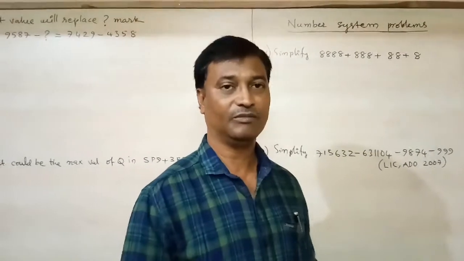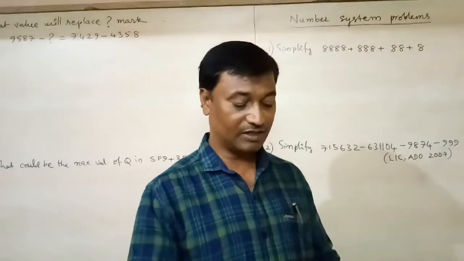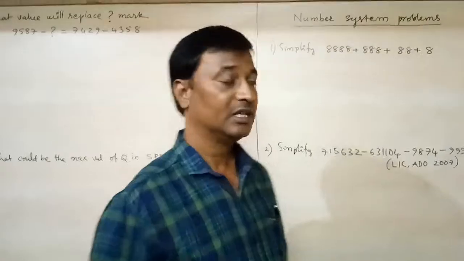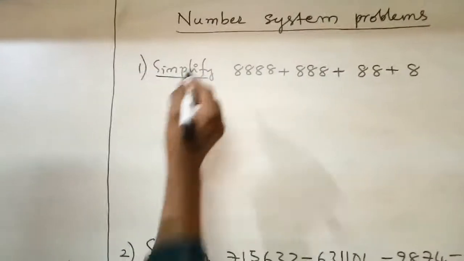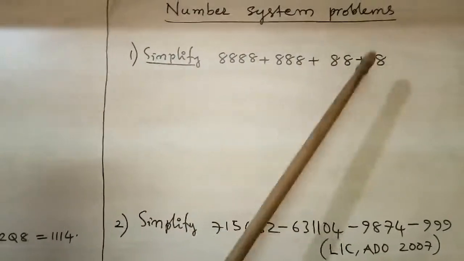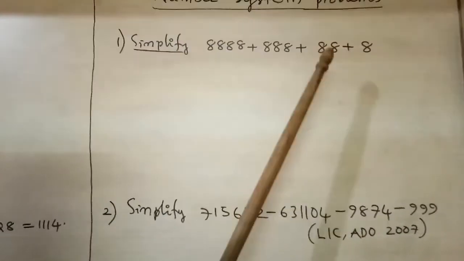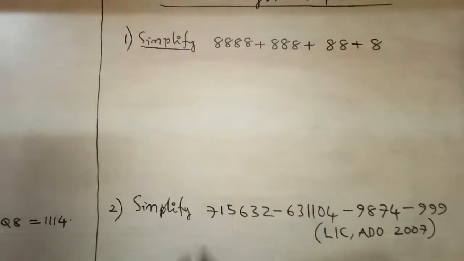Okay, from number system we will solve some problems. Our first problem is to simplify. Now we have to simplify this. Here in between these numbers we have plus, which means we have to add.